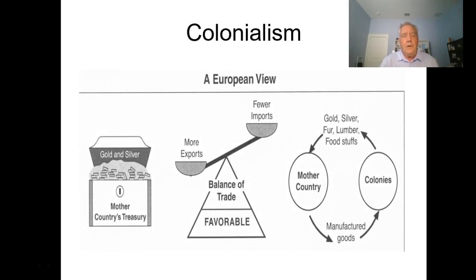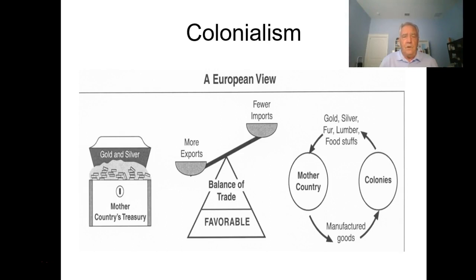Basically, the European view of things was that the mother country, in this case France or England, we'll use as an example, would manufacture goods that the colonies needed, like clothing, foodstuffs, etc. In turn, the colonies would pay for it with gold, silver, lumber, and other foodstuffs that would be sent back to the mother country. Now, the balance of trade, therefore, was in favor of the mother country.